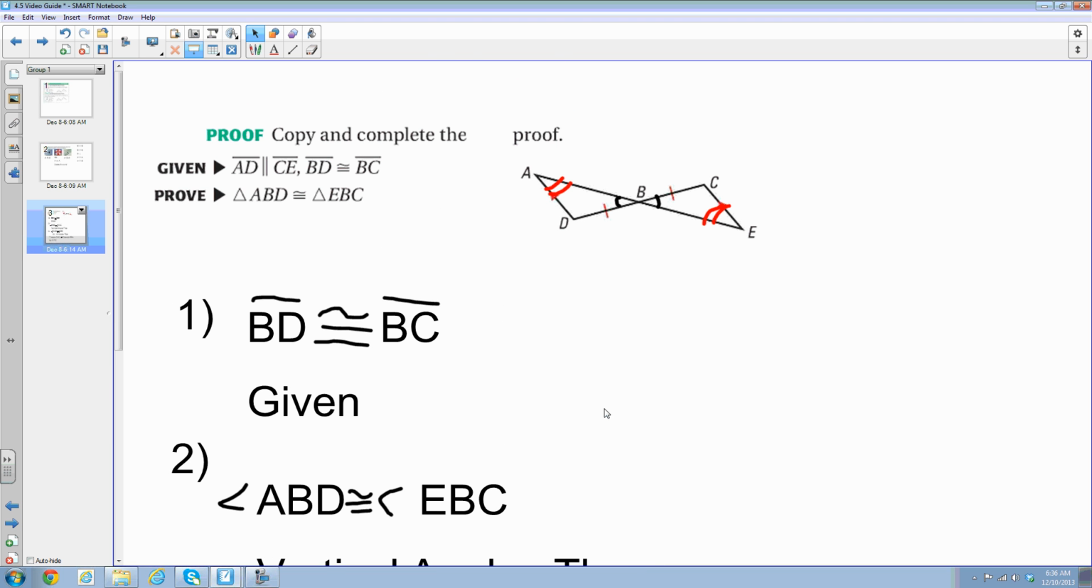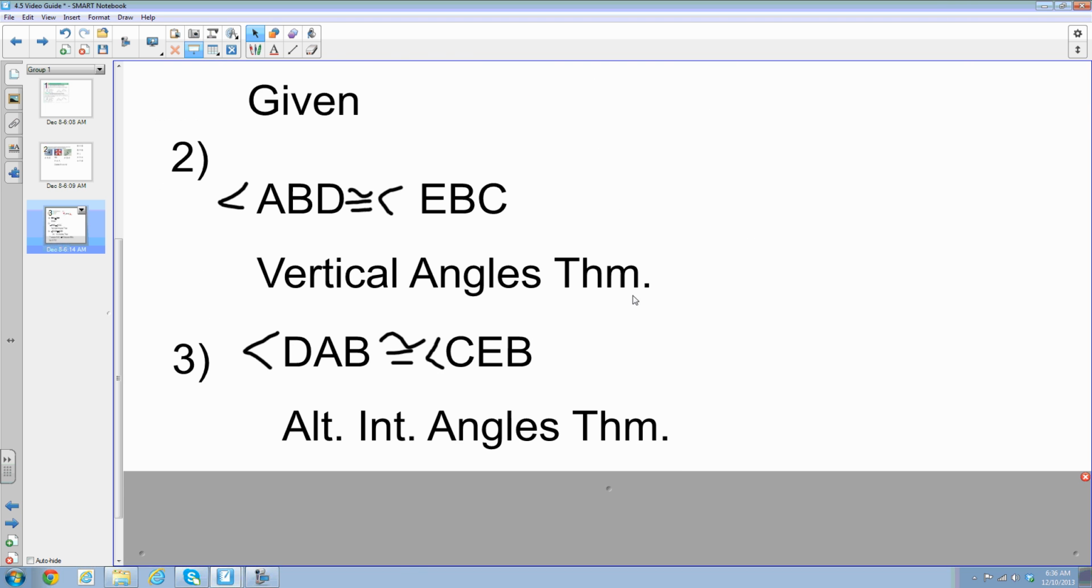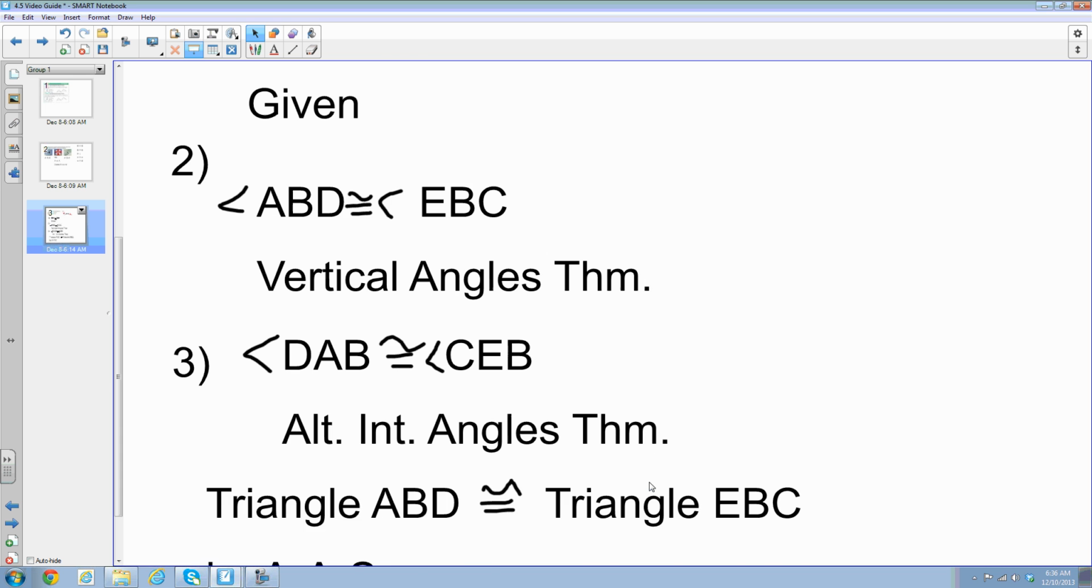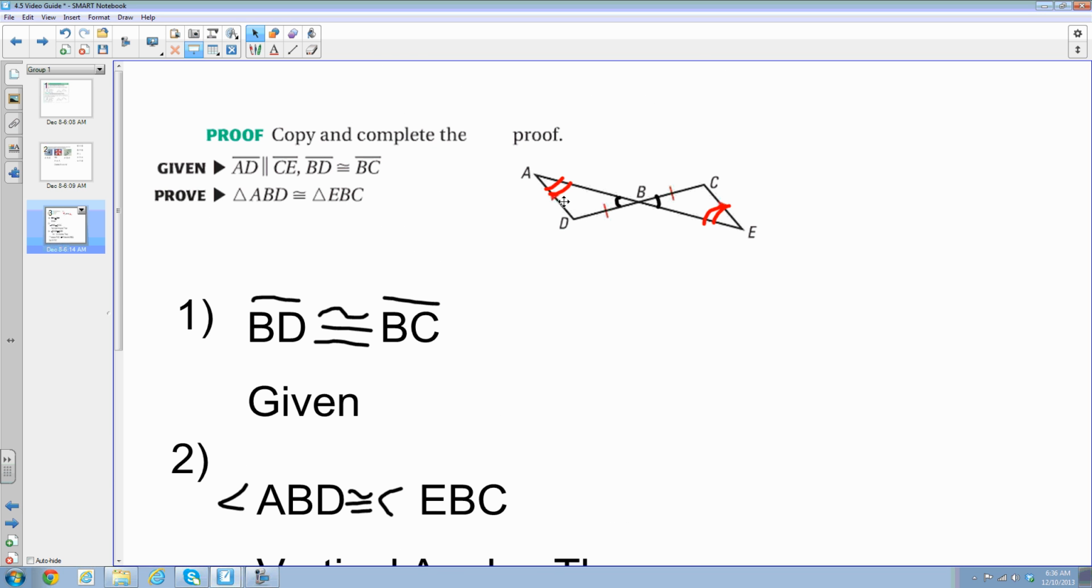So look at what we have then. We have angle, angle, side, and there's angle, angle, side. So triangle ABD is congruent to triangle EBC by angle-angle-side. And just to note, if we had gone with these two being congruent instead of these two, we would have been setting up angle-side-angle. But with the way the picture is right now, that's angle-angle-side. So that's these two new ones.